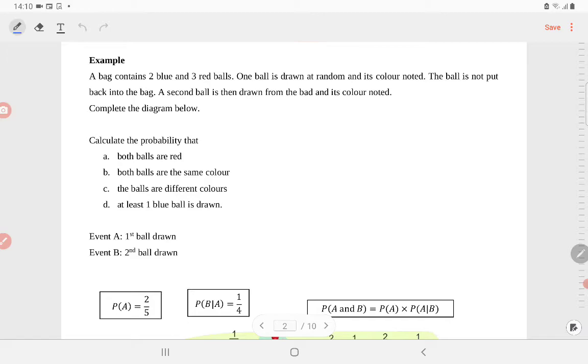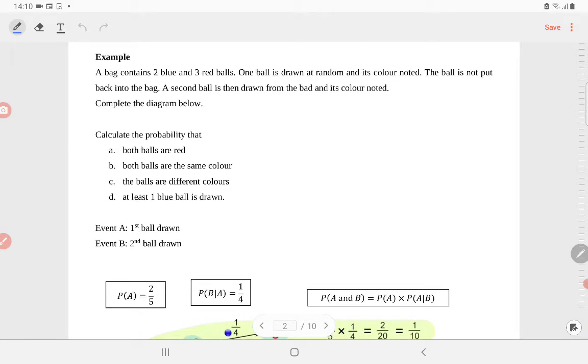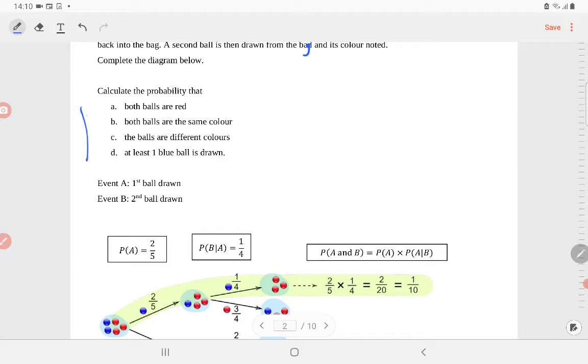So let's look at our example here. We'll fill it all in. We've got a bag that contains 2 blue balls, 3 red balls. One ball is drawn at random and its colour is noted. The ball is not put back in the bag. A second ball is then drawn from the bag, and its colour is noted. We complete the diagram below. When we've done the diagram, then we can answer these questions here.